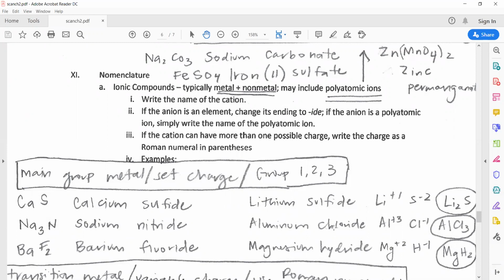Aluminum chloride, very similar. Aluminum is a main group metal. It's always +3. Chlorine is always -1. Flip-flop, and you get AlCl3.